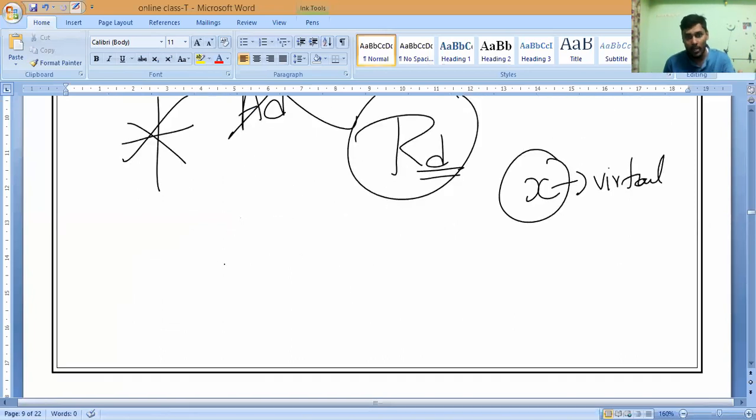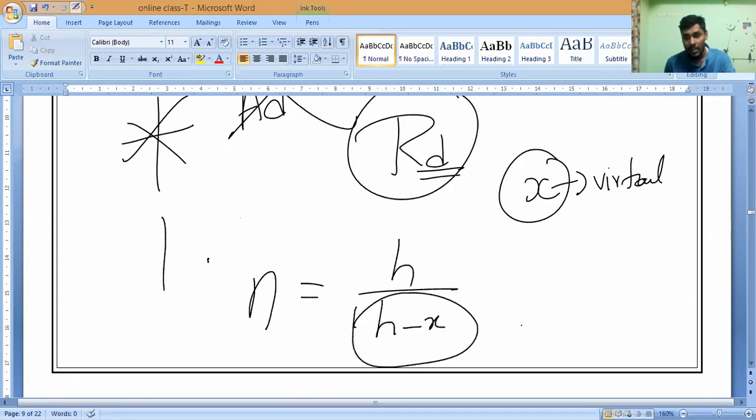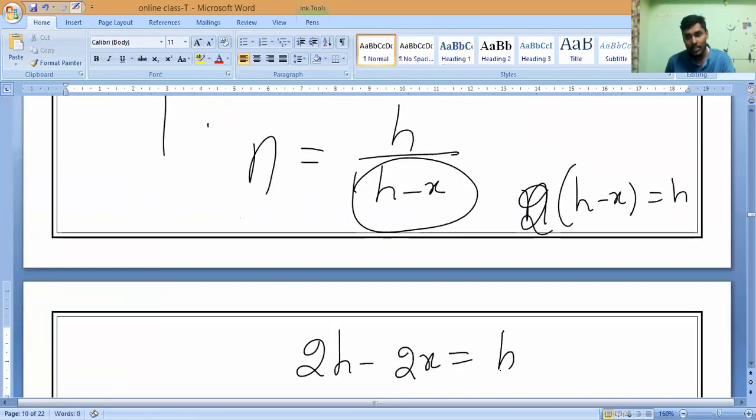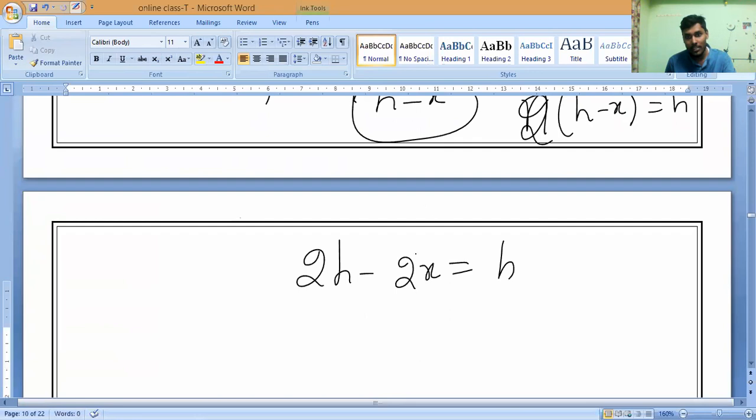No need to bother about anything. They will give you the refractive index. So refractive index is equal to real depth divided by apparent depth. So refractive index into apparent depth is equal to h. Suppose refractive index is 2. Now what will happen, guys? It will become 2h minus 2x, which is equal to h. So x is already given, for example, 15 centimeters. So what will come? 2h minus h is equal to 2 into 15.